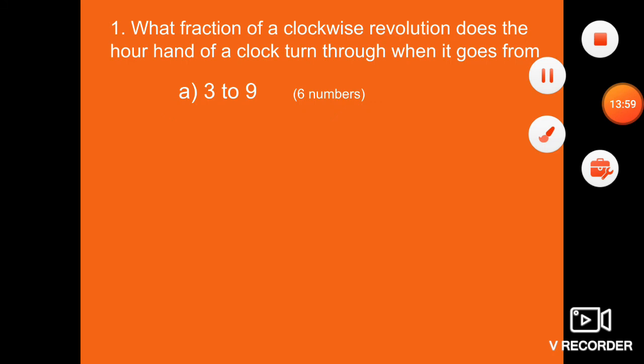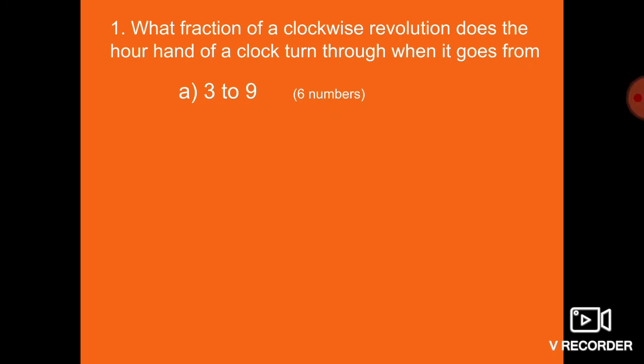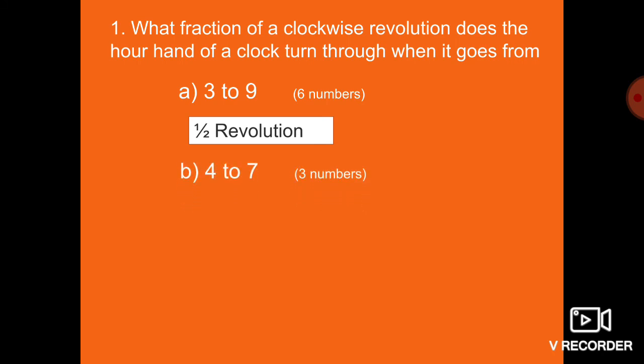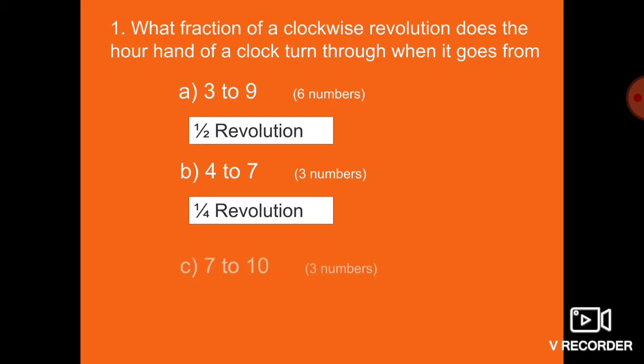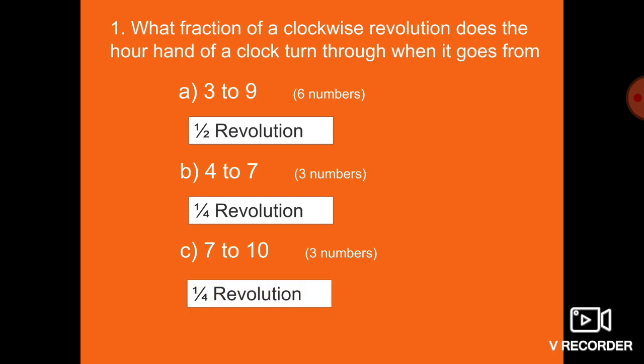Okay, listen. Our question is this. From 3 to 9, there will be 6 numbers. Then when 6 numbers come, how many revolution? Half revolution. That is 1 by 2 revolution. B question, 4 to 7. From 4 to 7, that means 5, 6, 7. There will be 3 numbers. Then 1 by 4 revolution. Then C question, 7 to 10. 7, 8, 9, 10. Also 3 numbers. 1 by 4 revolution.